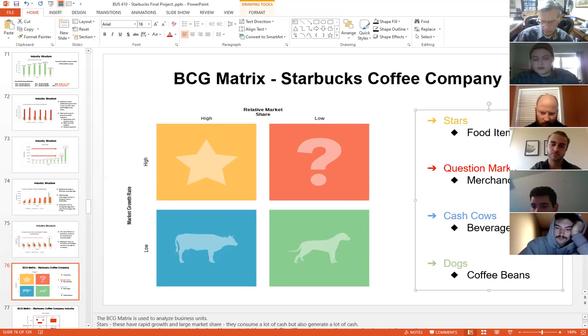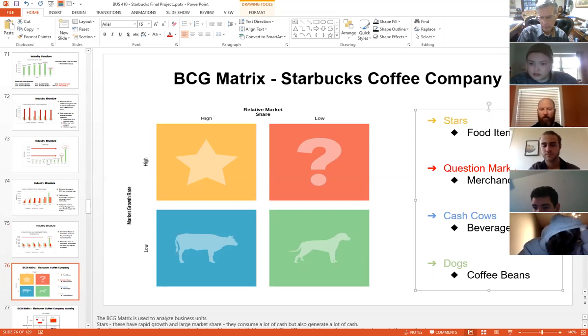Starbucks introduced merchandise a couple of years ago into their stores, but they still have room to grow and expand and introduce new merchandise into their stores. So that's why it is a question mark. And then we have cash cows, which have a large market share, but low growth within the industry.